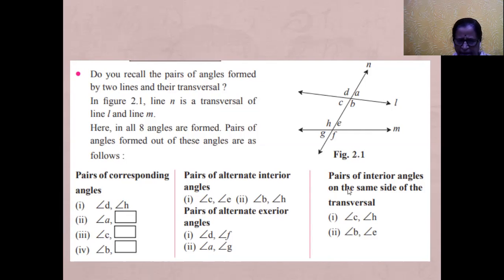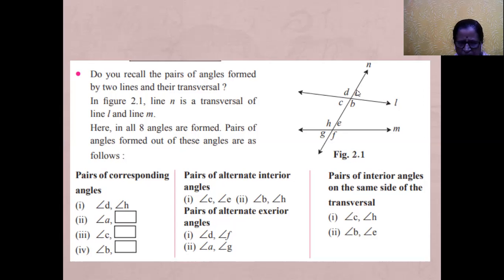You see that these lines L and M are intersected by the transversal N, and here four angles are formed, here four angles are formed. So here a total of 8 angles are formed. Different pairs of angles are formed. First, we are going to study corresponding angles.